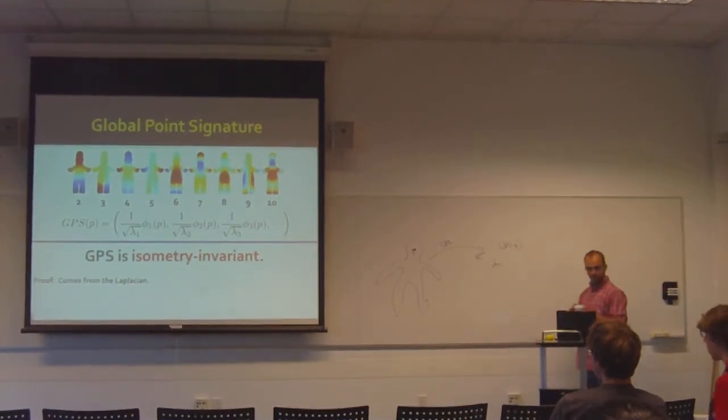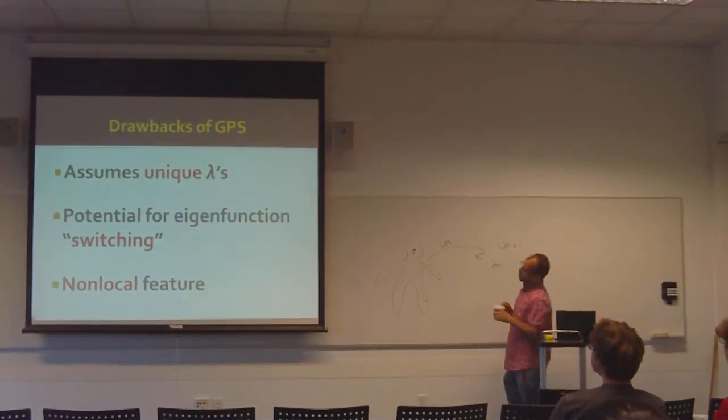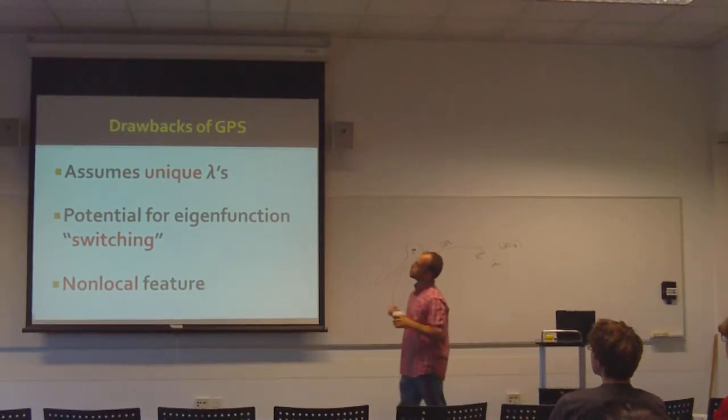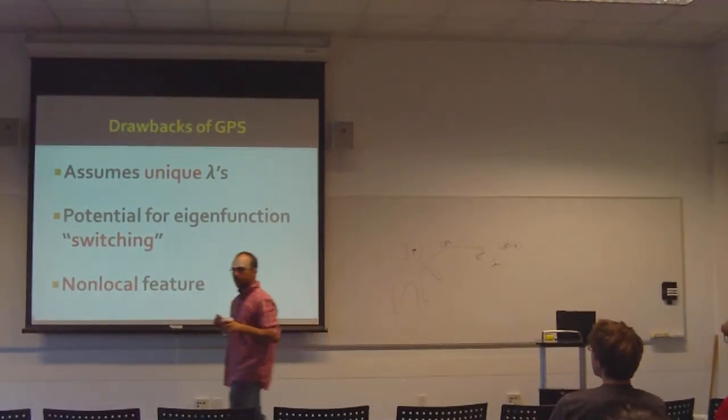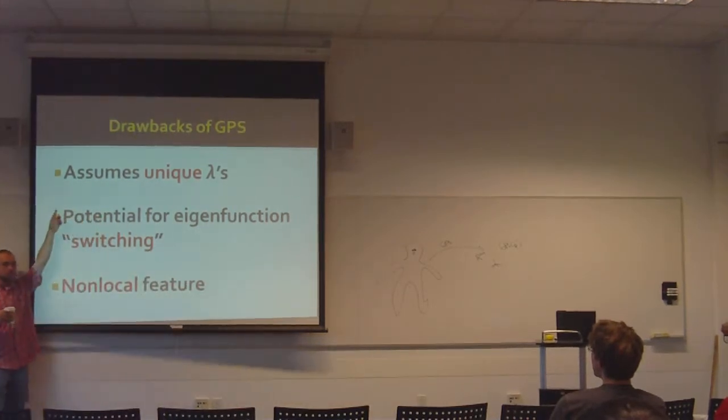What other properties does this have? Well, the GPS is isometry invariant. I think we studied that one to death, right? It comes out of the Laplacian, so we're good. But the GPS also has a couple of negative aspects. For one thing, many of the properties that are very important for the GPS, and a lot of the other descriptors we'll talk about today, assume that all of the eigenvalues that come out of your surface are unique.